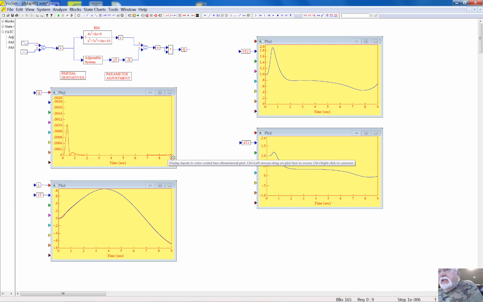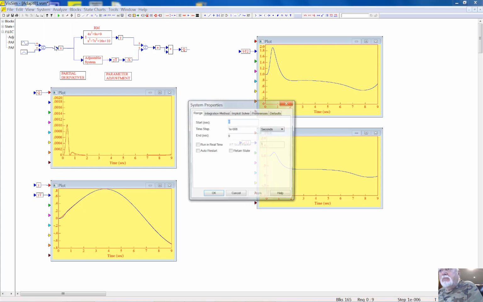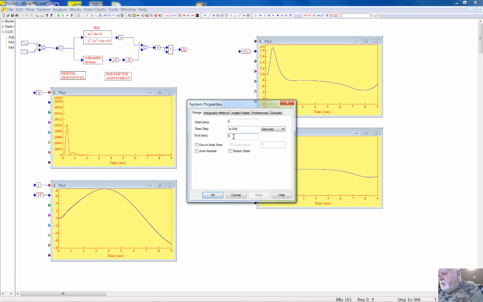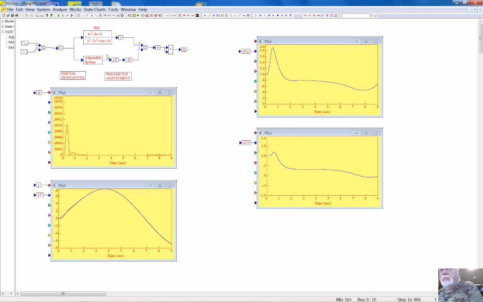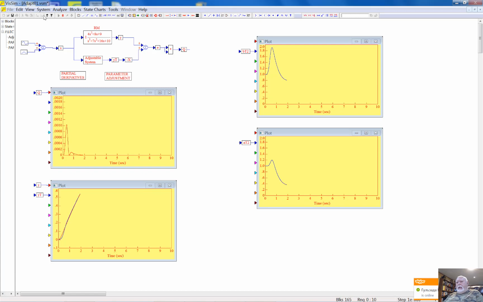But I want you to see the end of this process. Criterion began increasing. And let me run the simulation for a little bit longer time, and I have a good reason for doing so. System properties, I will run it for 10 seconds. System and go. Don't be surprised when you see the result of it.